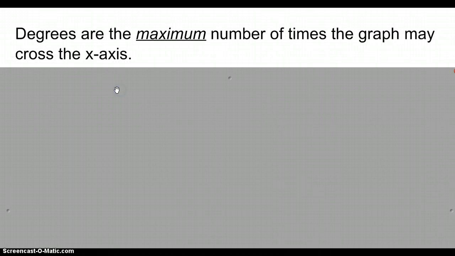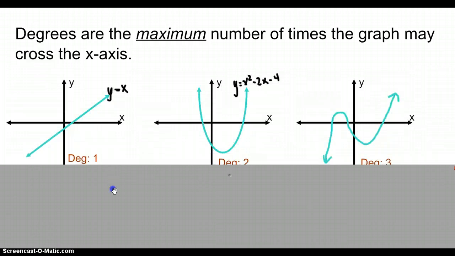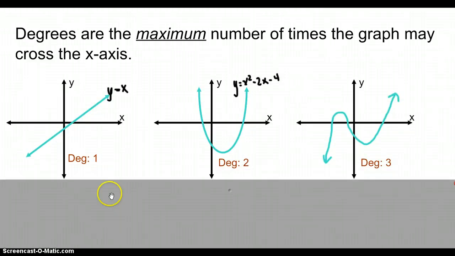Degree is the maximum number of times a graph may cross the x-axis. So here are our first three examples. Here's a linear equation. It has a degree of 1 because the highest power of the variable x is 1. This can cross one time and will always cross one time.